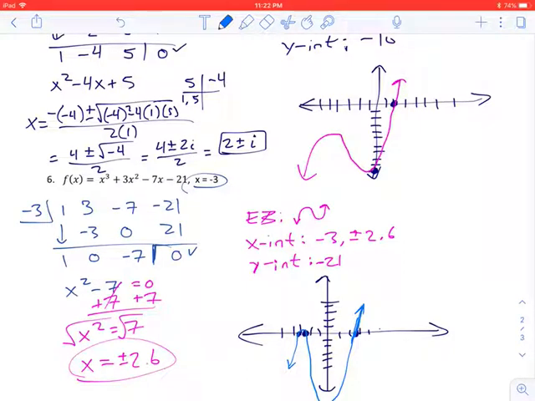Okay. So that's a little bit of review on end behavior, but everything else pretty much is what we've been talking about all week with synthetic division. Just maybe a little add-on to end behavior.